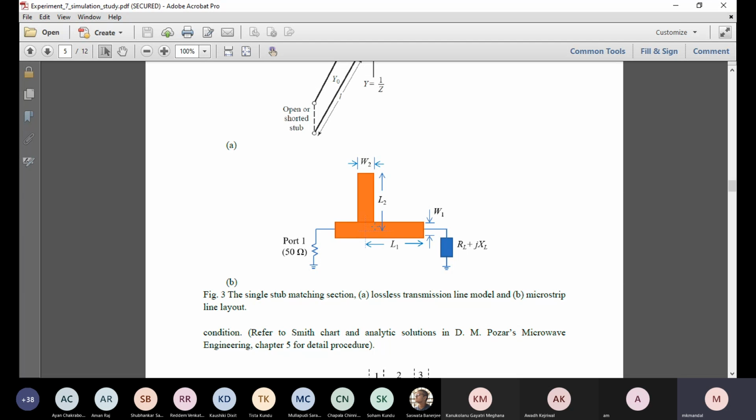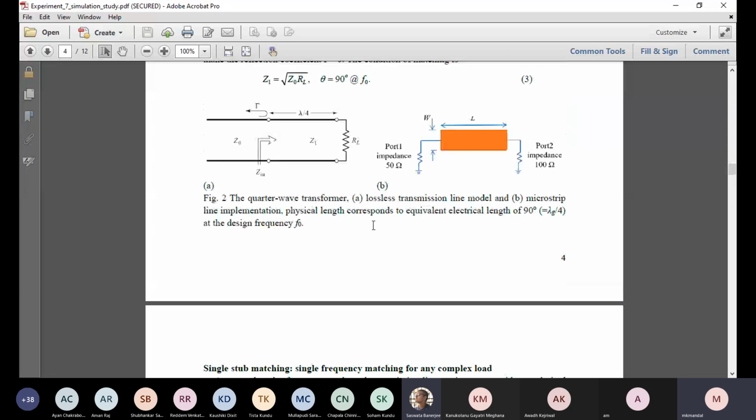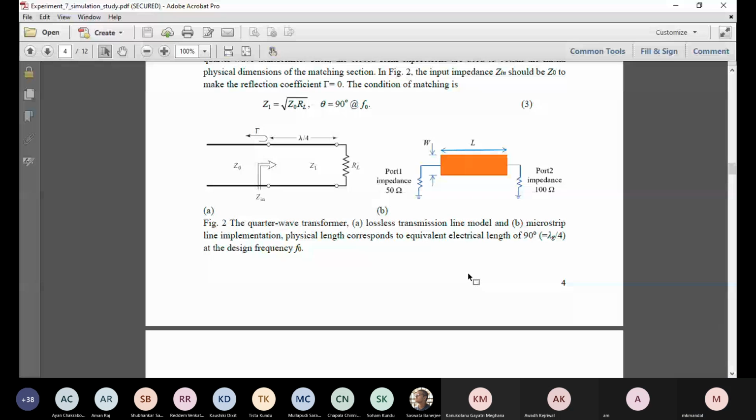Okay. Next, coming to the quarter wave transformer. For the quarter wave transformer, one side port impedance is 50 ohm, the other side port impedance is 100 ohm. Even though it's a single section of transmission line of length theta, where theta should be 90° at the design frequency, you can't apply that conversion formula because your port impedances are different. Then how to proceed for this case?